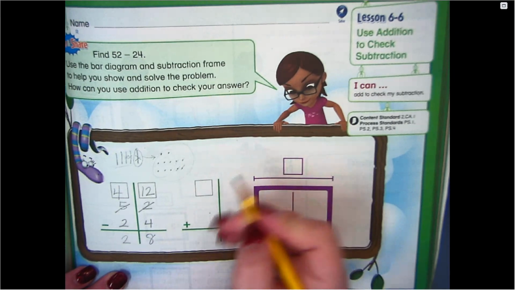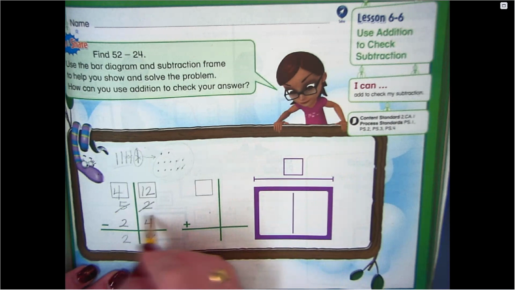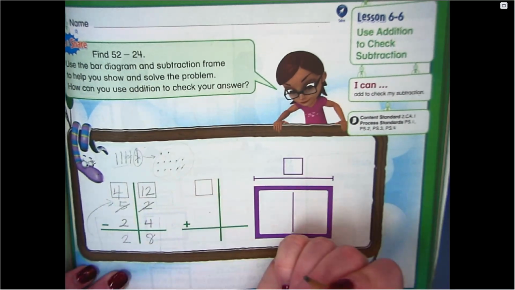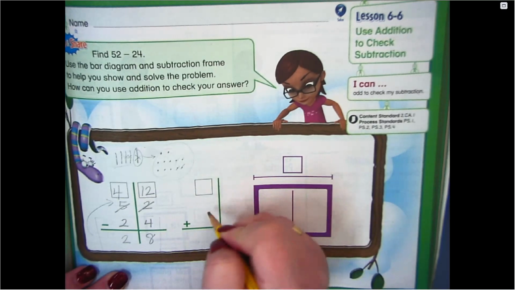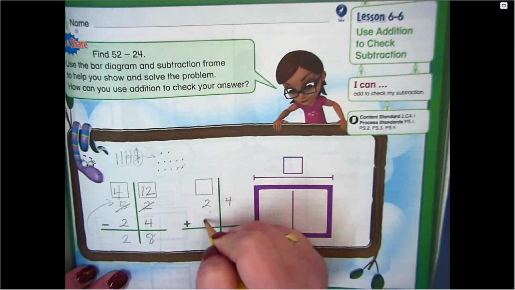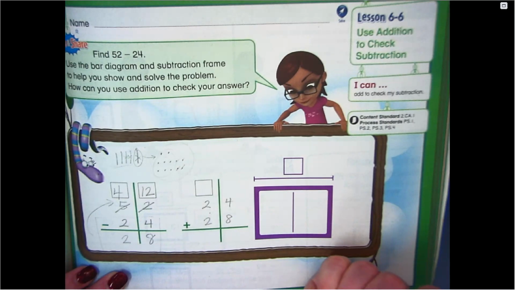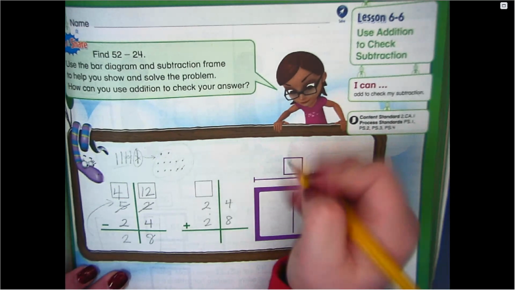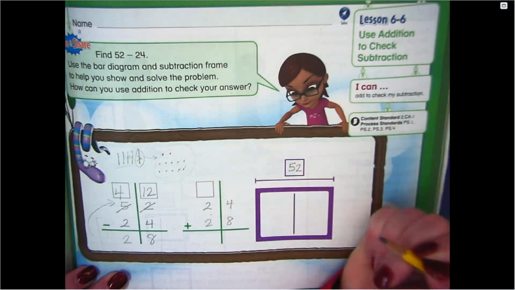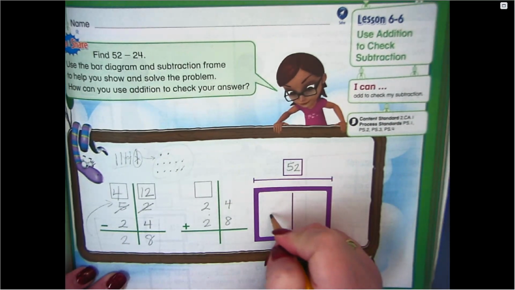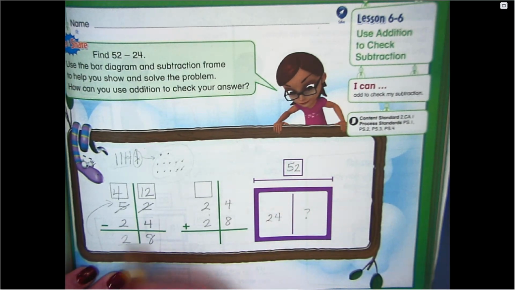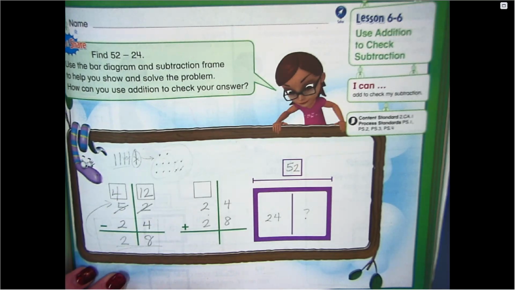Now I want to check my work, and so I'm going to add these two numbers to see if I get 52. If I do, then I know that 28 was the correct answer. So I'm going to set it up this way, 24 plus 28, and see what I get. I can also use my bar diagram. 52 is my total. One part is 24. We're solving for the mystery part. We think it's 28, but we're going to use addition to check just to make sure.